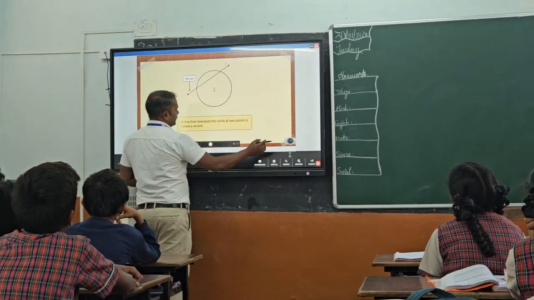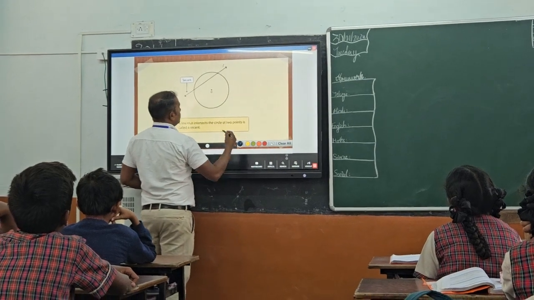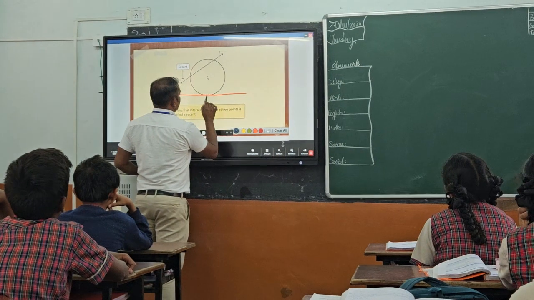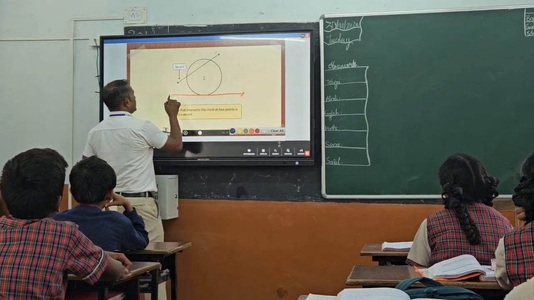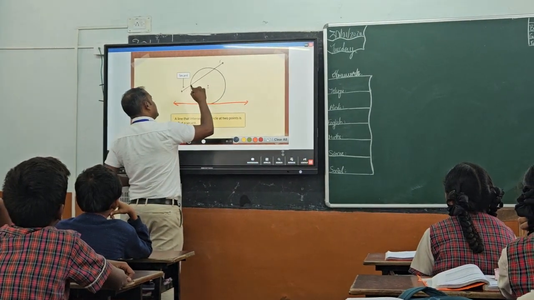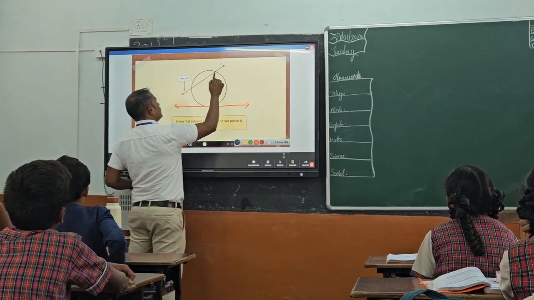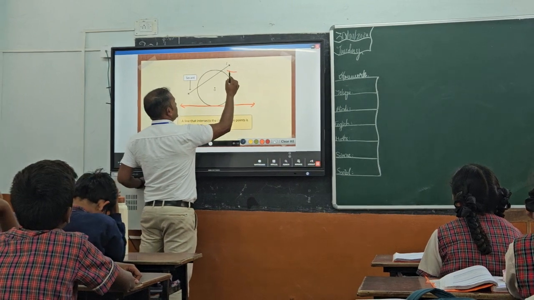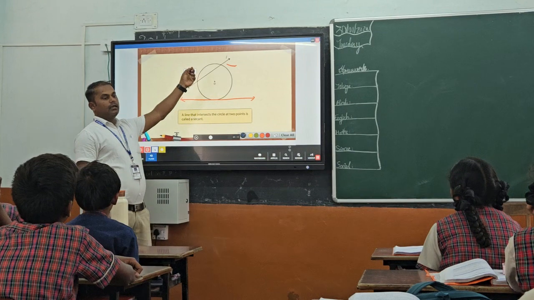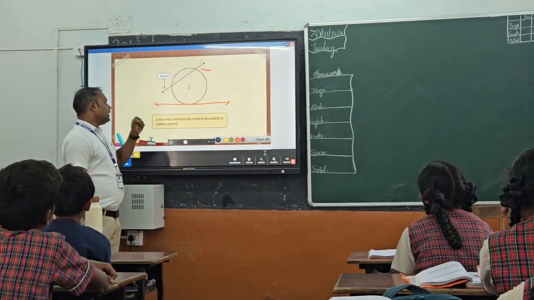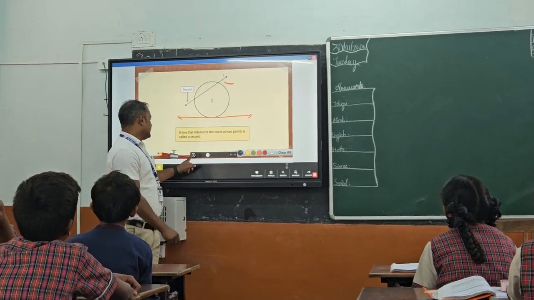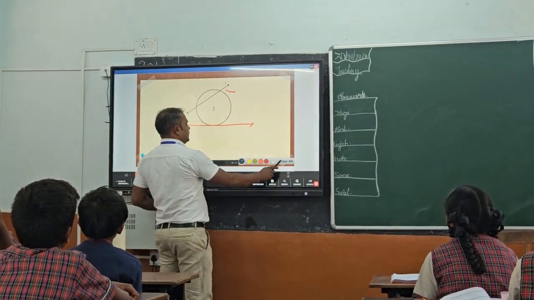So if any line, previously the line was touching the circle at 1 point. Now if the line intersects the circle at 2 points, 1 and 2, this line is said to be a secant. This will be a tangent. This is called a secant line. S-E-C-A-N-T. So tangent and secant, that is our main topic about tangent and the secant.